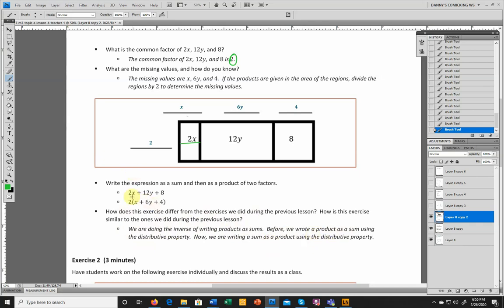That means our pluses change to a plus inside parentheses and a times. So that's where we get our product from, because this is 2 times the quantity x plus 6y plus 4. And that is where we are changing.